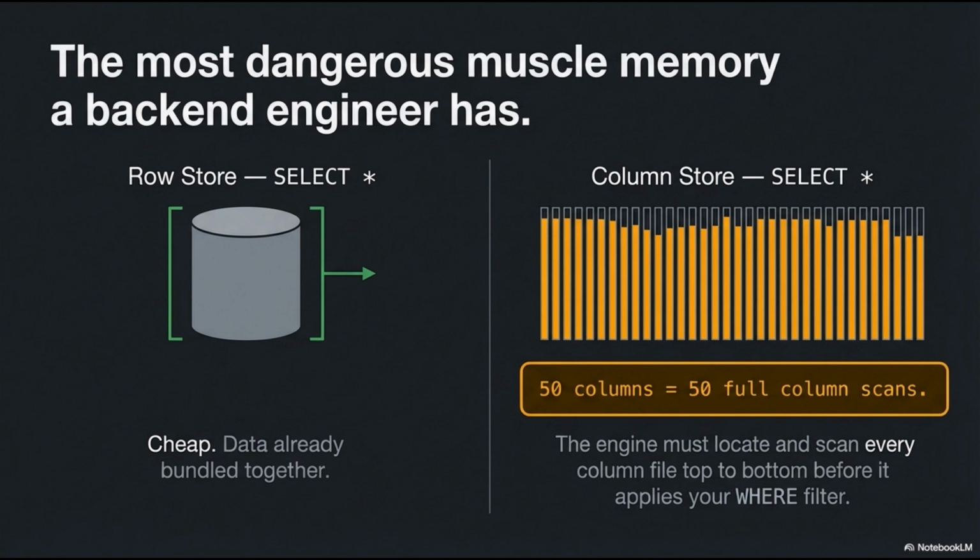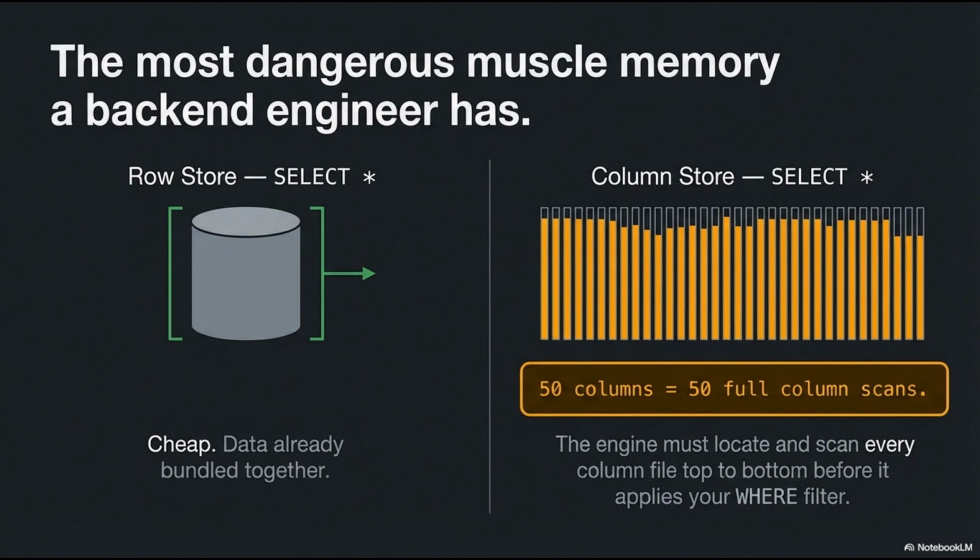But think about what select star commands a columnar engine to do. It's a disaster. You're explicitly telling BigQuery, go find the physical files for every single one of my 50 columns and read all of them from top to bottom. You're forcing it to scan the maximum possible amount of data. Which means you are paying the maximum possible price. It is the single most expensive habit you can have in this environment.